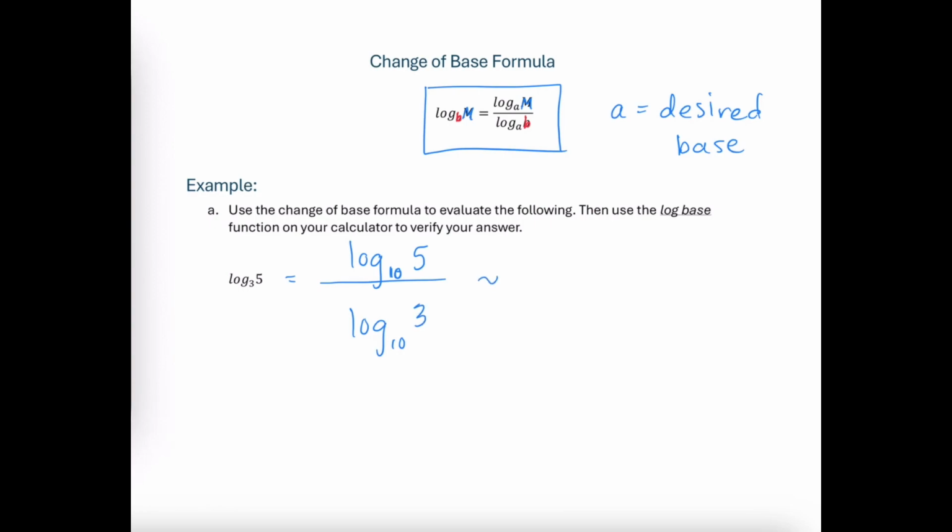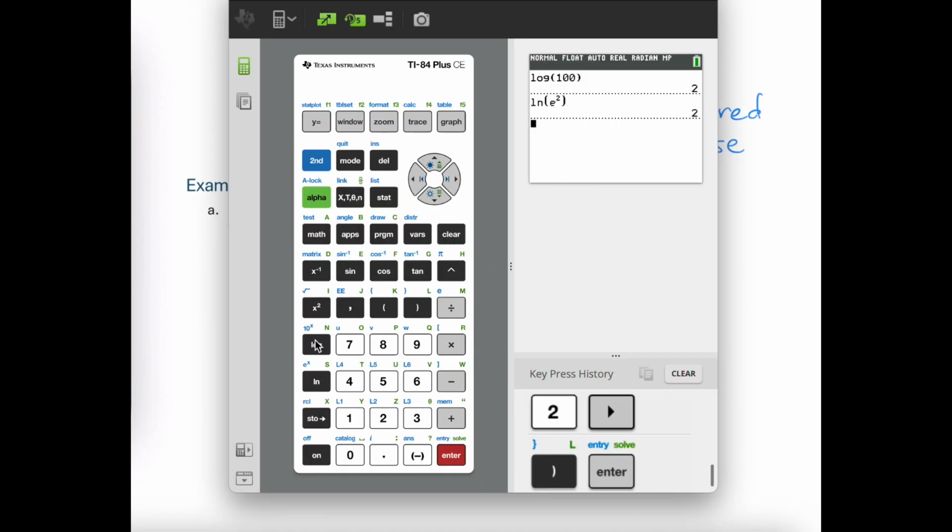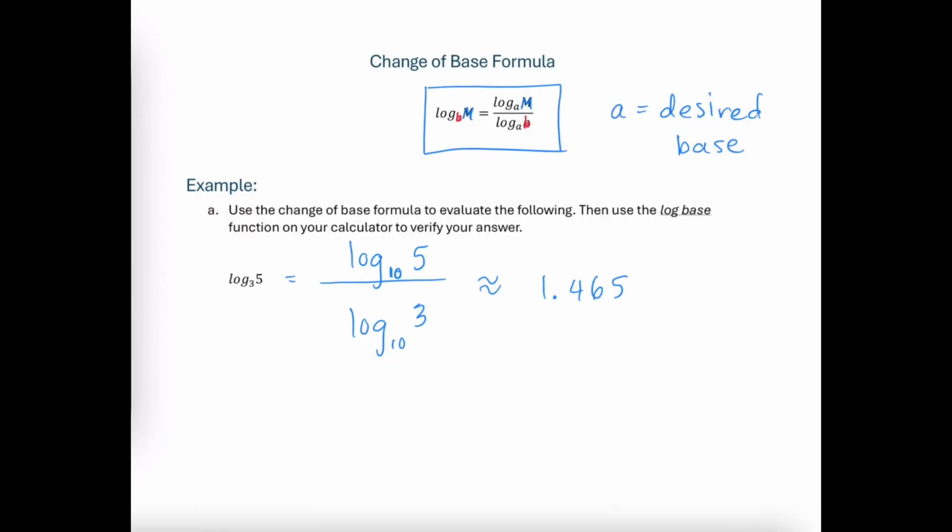So let's put this into our calculator and see what we get. The numerator was log base 10 of 5. Let's close that out, and then we'll divide that by log base 10 of 3, and that's going to give us our evaluation here, which is 1.46, let's call that 1.465, which is what we get for the value of this logarithm.